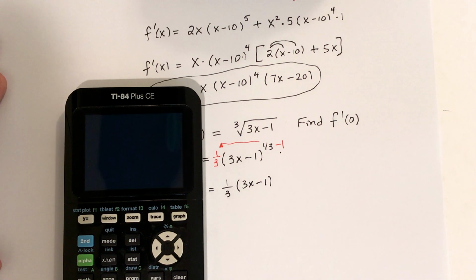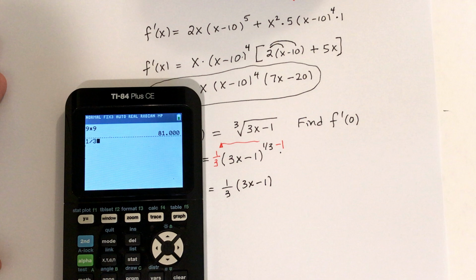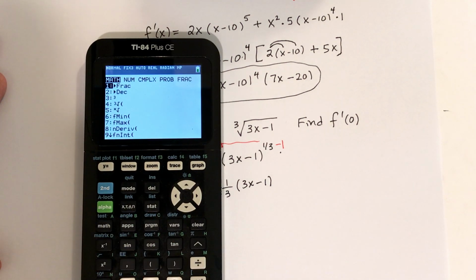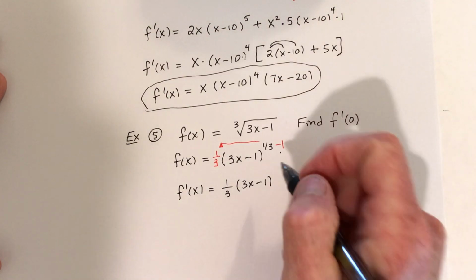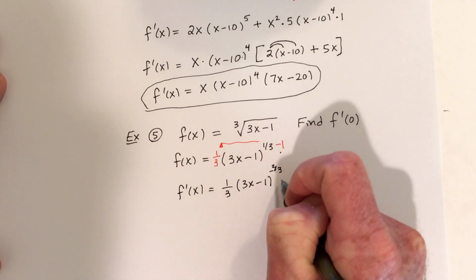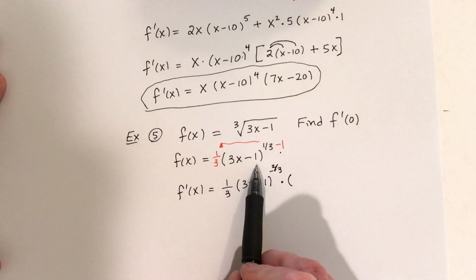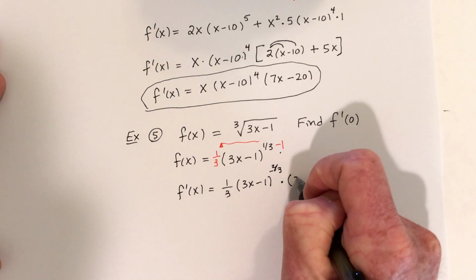Or if you want to use a calculator, you can go 1/3 minus 1, and then just use the math key to see what the fraction is. So just hit enter twice, and it says that it's negative 2/3. So this exponent is negative 2/3. And then for the chain rule, when you take the derivative of the inside part, the derivative of 3x will be 3, so multiply by 3.